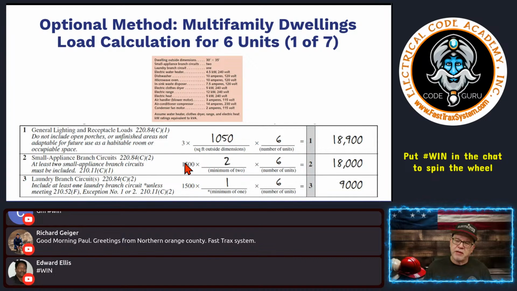So that is 3 times that, so that's 18. Next would be there's 1,500 and it's 2. And we see right here, it's 2 small appliance branch circuits. So it's 1,500 times 2. And again, there's 6 units, so we have to account for 6 units. So 1,500 times 2 times 6 is 18,000. Mr. Cassio is right on that one. And then, of course, there was one laundry. Keeping in mind that if you have more than one laundry or more than 2 small appliance branch circuits, you still have to account for those. It's not like you say, oh, 2 is all I have to account for. No, if you have more than 2 small appliance circuits, you would just put in whatever the number is that you have right here. Okay.